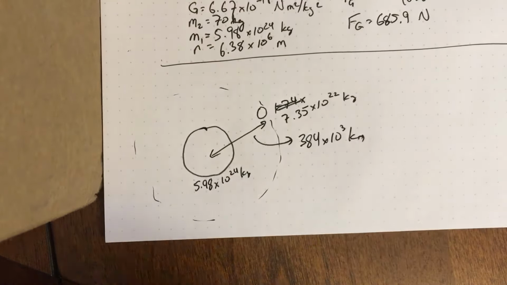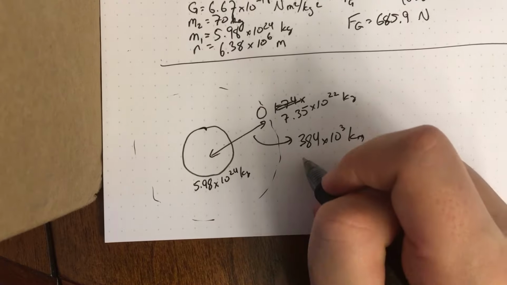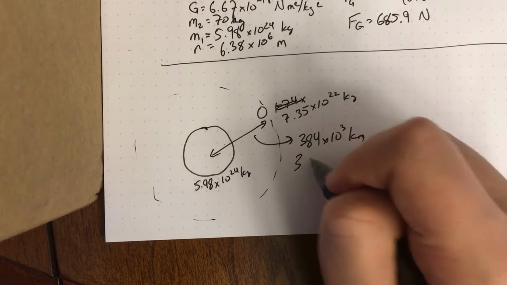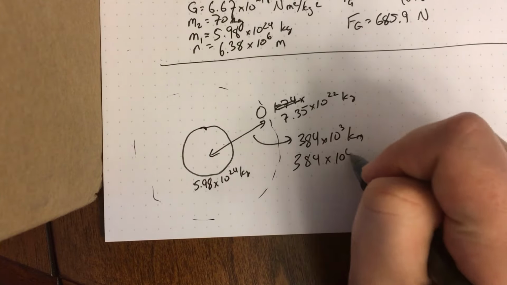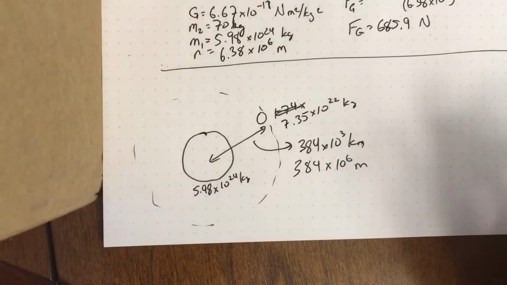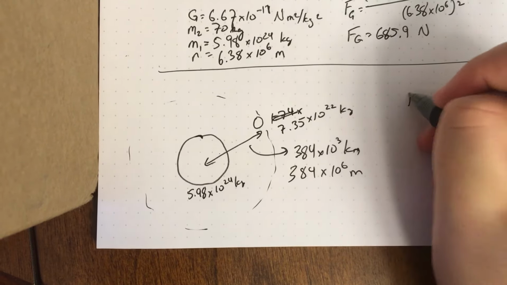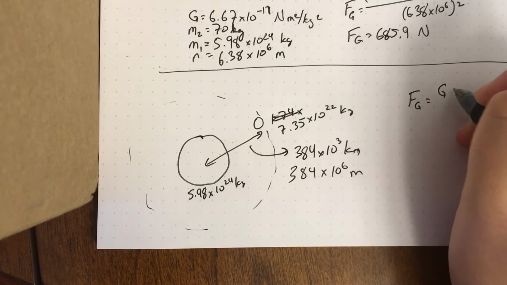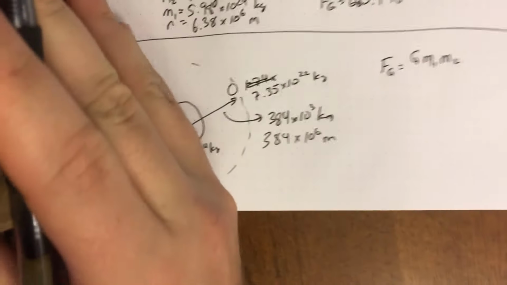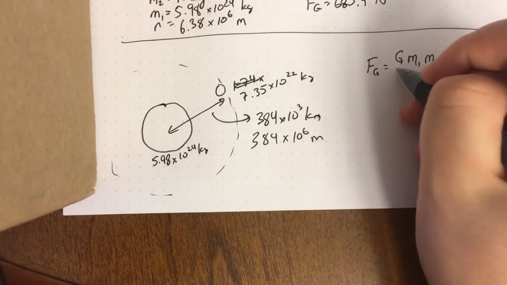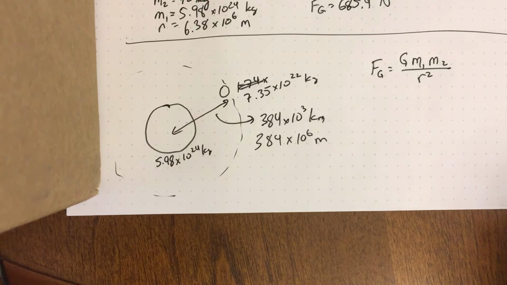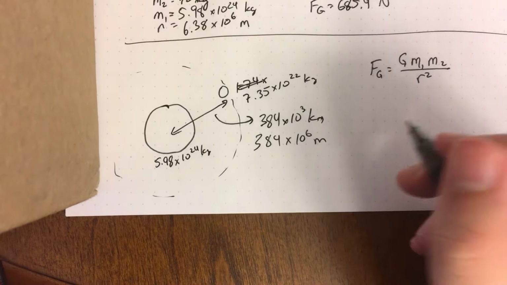But again, we have to be careful because kilometers aren't helpful to us. We have to go to meters. There are 1,000 meters in a kilometer, so if I multiply that by 1,000, that would just be 10 to the 6th instead of 10 to the 3rd. All right, so Fg equals G M1 M2 divided by R squared. What am I missing here?